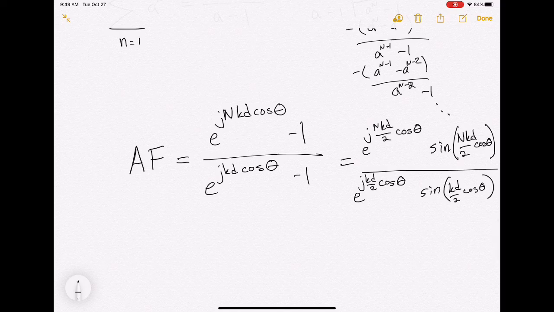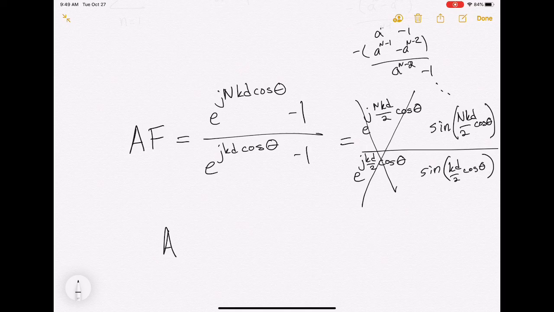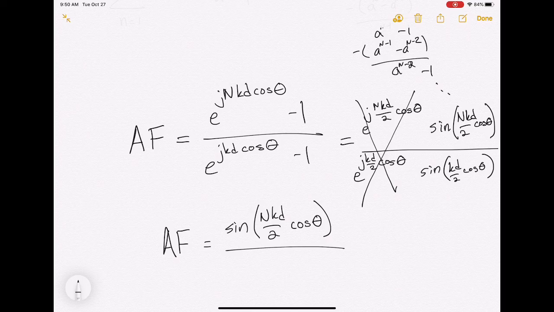We can move the phase reference point to the center of the array. That would just be shifting the origin to a different position. And if we do that, we eliminate this phase term, and all we're left with is the periodic sinc, in which case the array factor is sine of N kd over 2 times cosine theta divided by sine of kd over 2 cosine theta.